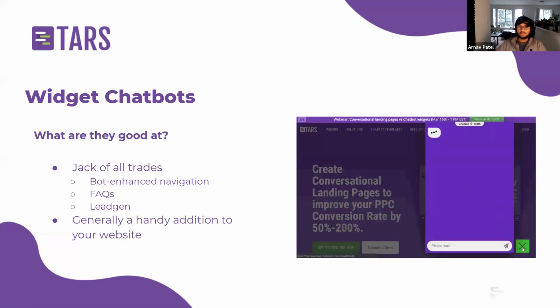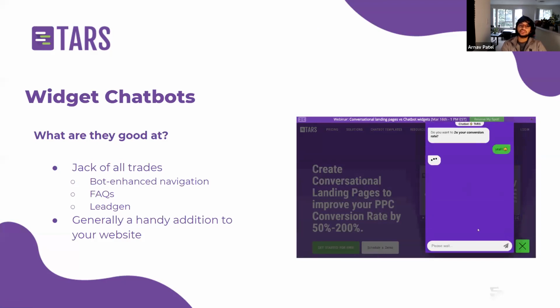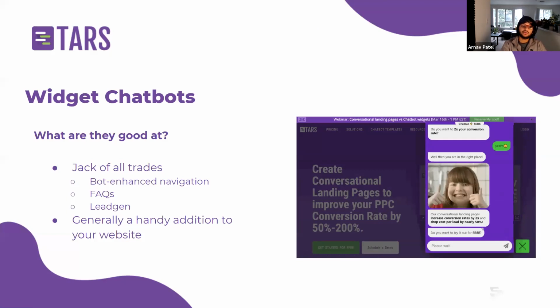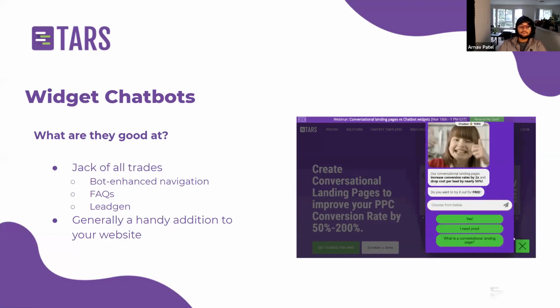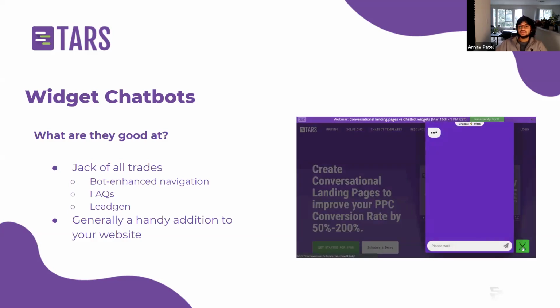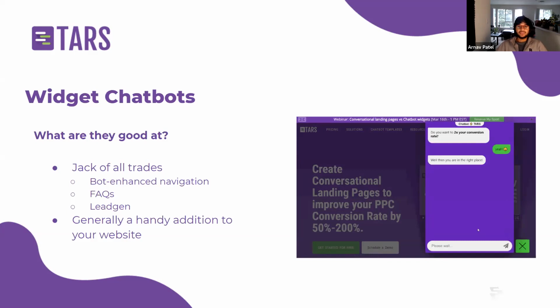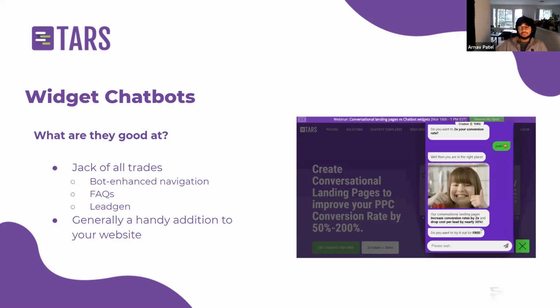So you can do things like bot enhanced navigation. That's where the chatbot gives the user suggestions about which pages they should go to, which resources they should check out on your page when they are browsing through your website. They can answer FAQs. They're great at doing that. So a person's scrolling through your website, they're reading up about your company, and they have an FAQ, the chatbot's there to help. And they're also good at lead generation.